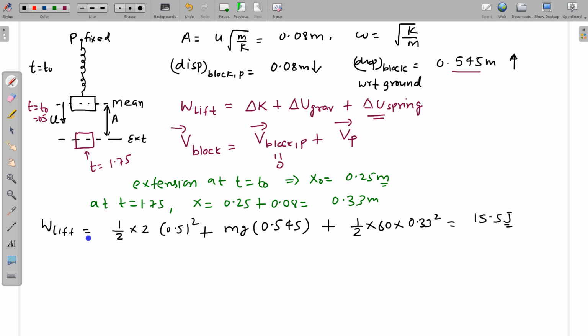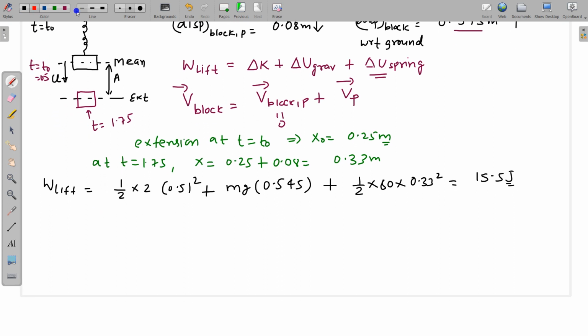Now the next part, which is power delivered by the lifting force. For power, we know power is equal to Fv. F and V are in the same direction. So power is equal to F into V. We have to find this lifting force, and this lifting force at any instant will be equal to the spring force. At that particular point, that lifting force must be equal to the force applied by the spring. And what is force applied by the spring? Which is k times extension. If we just find the extension, then we can find the force applied by the spring.